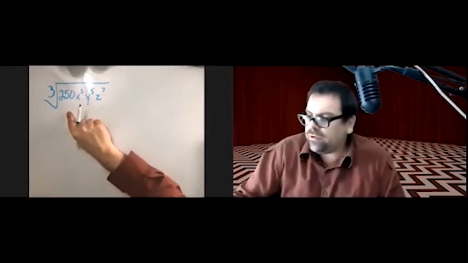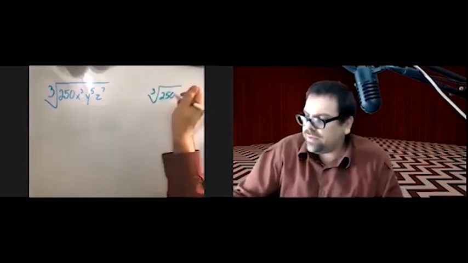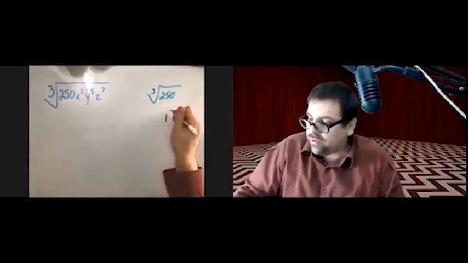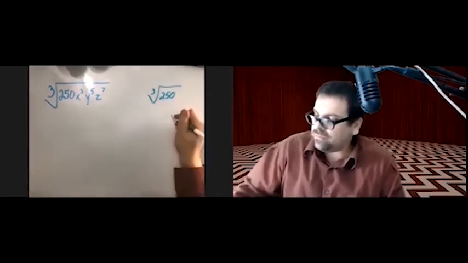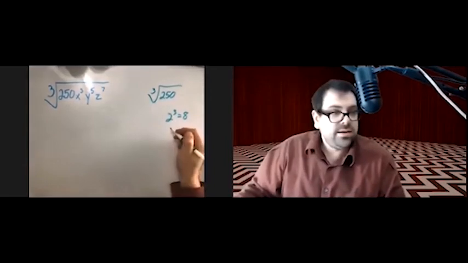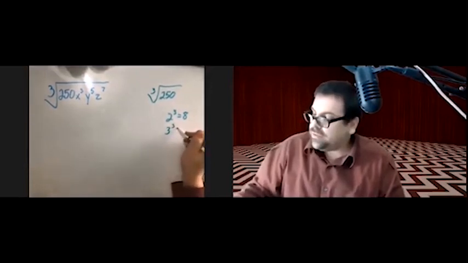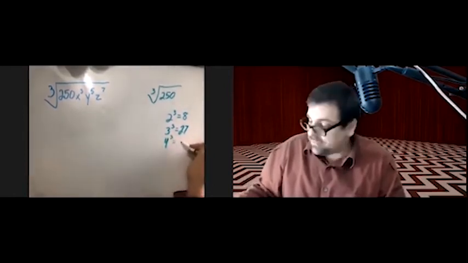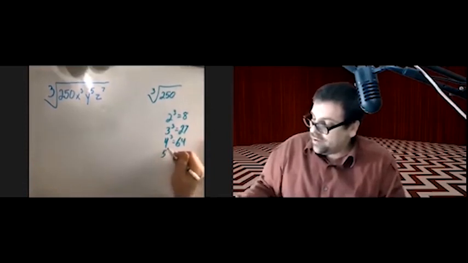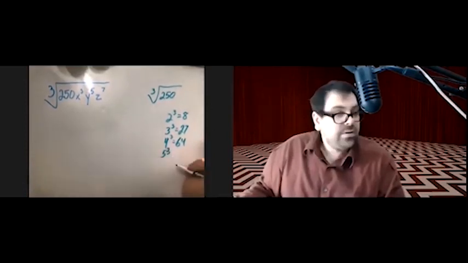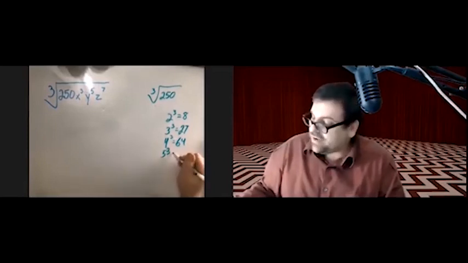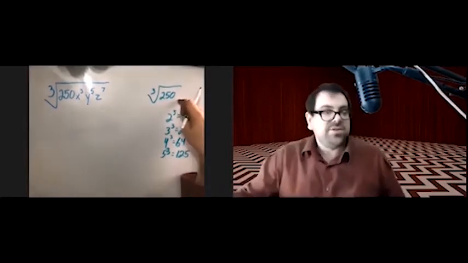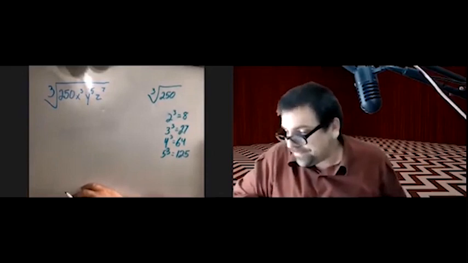So if we were looking at the cube root of 250, we would be looking for factors that are perfect cubes. Perfect cubes: 1 is always 1, that's never important. So 2 cubed is 8. 3 cubed, 3 times 3 times 3, is 27. 4 cubed, 4 times 4 times 4, is 64. 5 cubed, 5 times 5 times 5, is 125. And that one, 125 times 2 gives us 250.